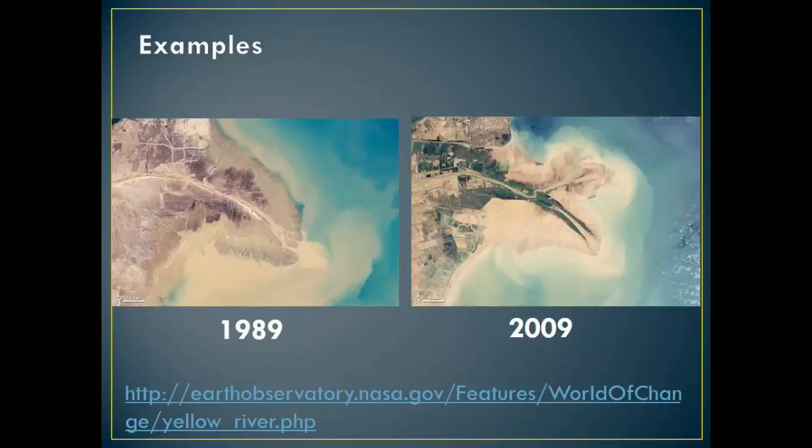In another case of man-made water diversion, the Yellow River in China has been diverted for industrial and agricultural purposes. This diversion has caused major erosion and flooding problems, which engineers are constantly trying to fix.